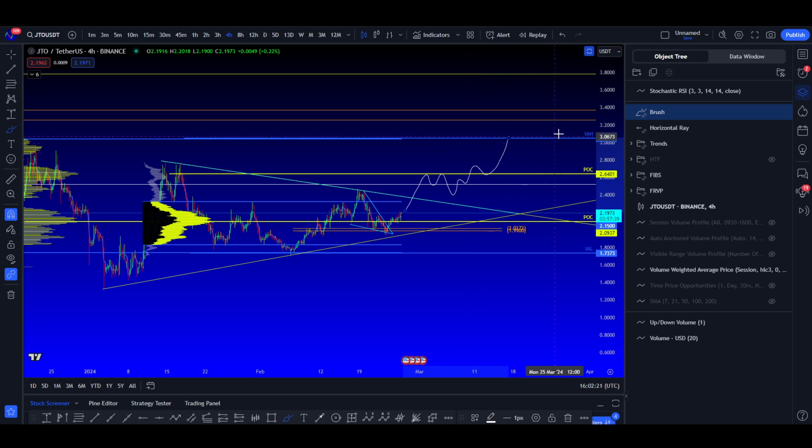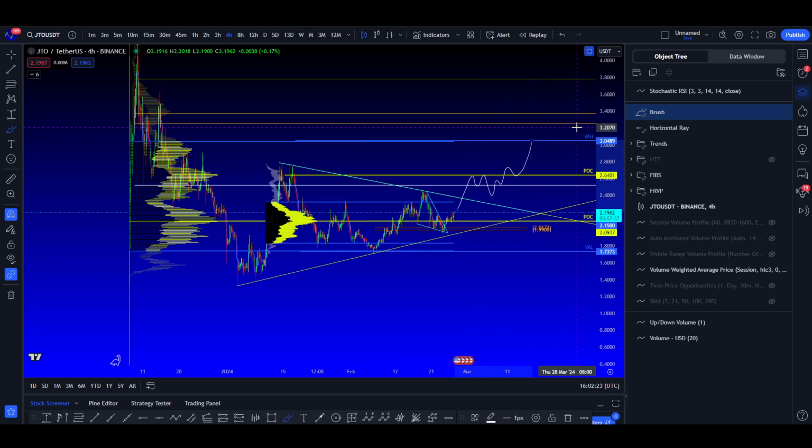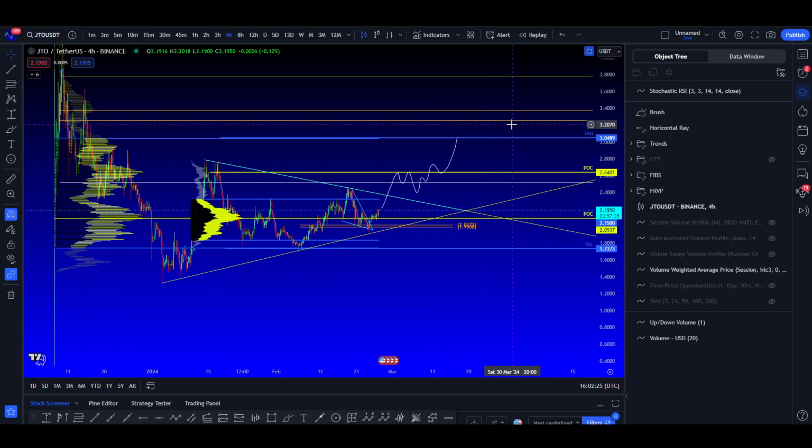And then this is really the challenge, right? So remember I said my target is officially 3.2. I'm going to take a lot of profits off the table right here at $3, just because this value area high is going to be a major resistance to try to get over. And yeah, that's pretty much it with GTO.